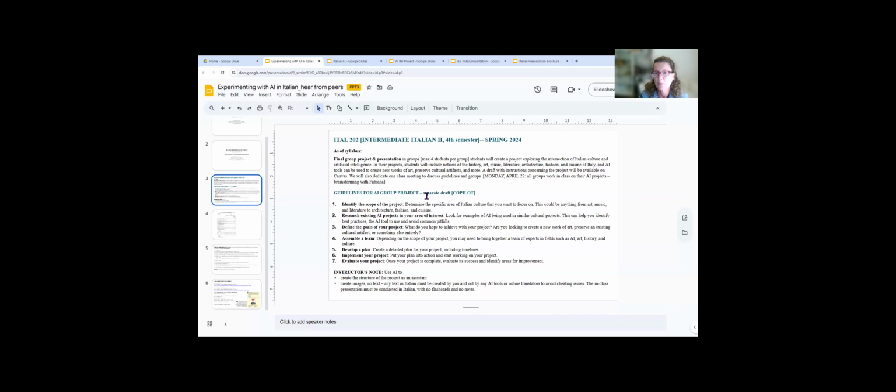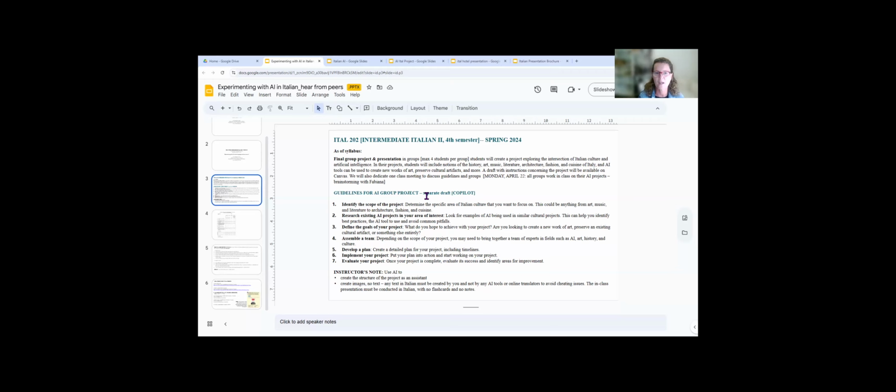And that spring, Monday, April 22nd, was the day that I dedicated to brainstorming and discussing the instructions a little bit more in depth. So, as an instructor, I asked Copilot to produce the instructions for me. And out of the 20 points that Copilot gave me, I basically retained 7. And I totally edited and modified them according to the goals of the projects that I wanted to reach for the students. And therefore: identify the scope of the project, determine the specific area of Italian culture that you want to focus on.